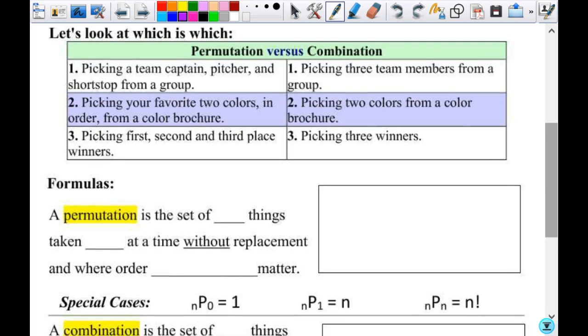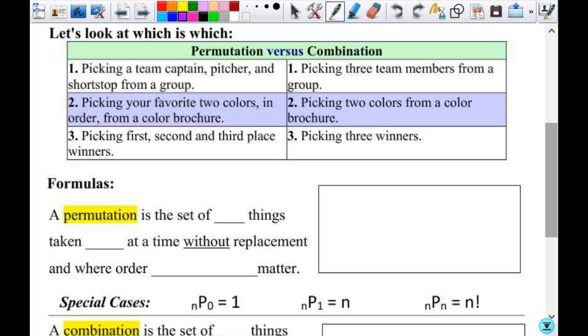A permutation versus a combination. A permutation would be picking a team captain, a pitcher, and a shortstop from a group. So I'm picking specific spots for these people. A combination would just be picking three team members that are going to go out there and do whatever. A permutation is picking your favorite two colors in order from a color brochure. Pink is my favorite, blue is my second favorite. Or a combination is just picking two colors. I'm going to pick pink and blue. This is what we're going to use.